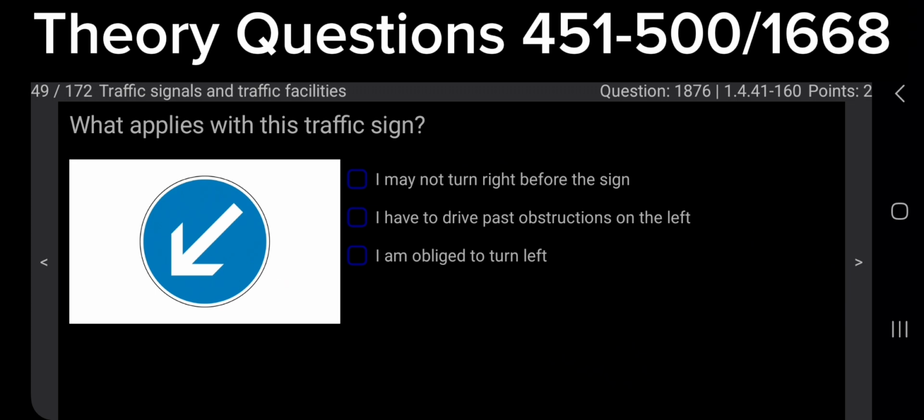What applies with this traffic sign? I may not turn right before the sign. I have to drive past obstructions on the left. I am obliged to turn left.